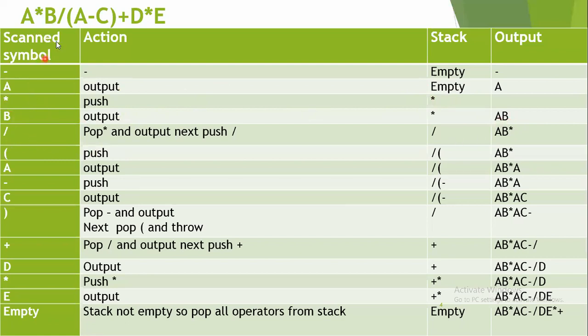The next symbol scanned is the division operator. Now to push this division operator onto the stack, you have to check the priority of the existing operator on the stack. The priority of the existing operator is equal to the priority of the scanned symbol. In that scenario, you have to pop the existing operator from the top of the stack and place it on the output side, and then push the scanned operator onto the stack.